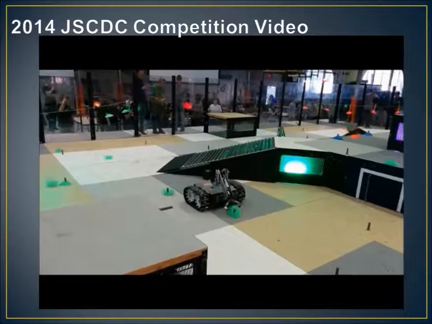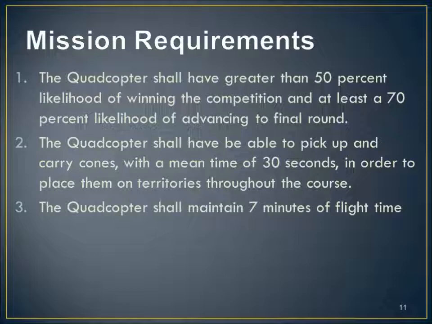The three mission requirements for the purpose of this project are as follows. The quadcopter should have a greater than 50% likelihood of winning the competition and at least 70% likelihood of advancing to the final round.